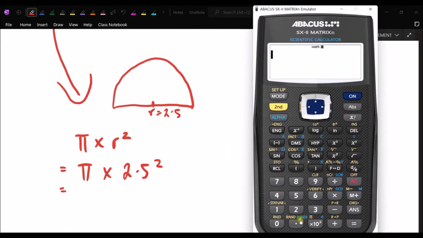And that will give us, on my calculator, the pi button, if you didn't know, is down here next to that 10 times. But you've got to press shift or second. So pi times the radius of 2.5 squared, using this button with an x squared there, gives 19.63, let's say that.